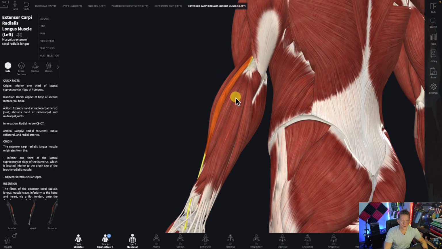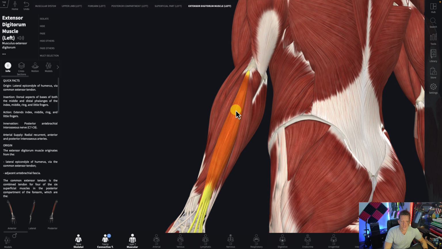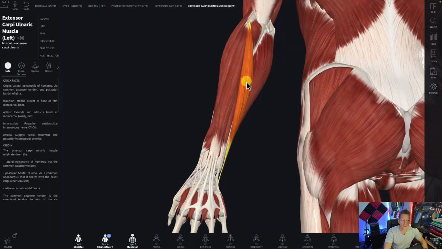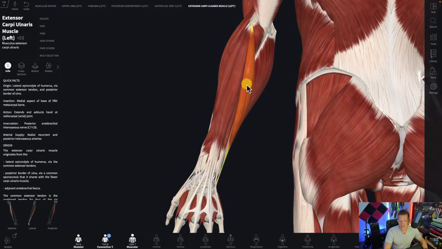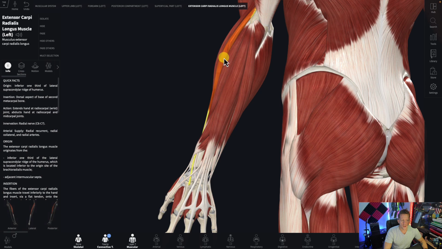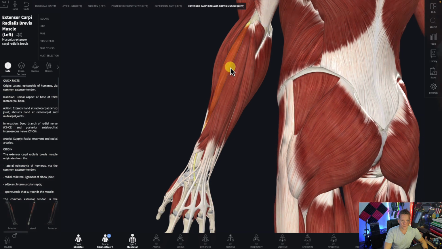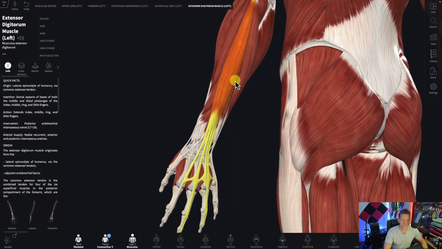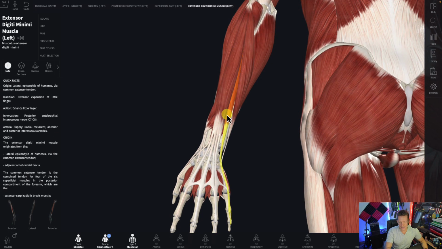The muscles that we're going to look at are the extensor carpi radialis longus and extensor carpi radialis brevis. Longus is the longest and brevis is the shortest. And the extensor digitorum muscle and extensor carpi ulnaris muscle. So there's one muscle on the ulnar side and two muscles on the radial side. One is the longus and another is the brevis, and right in the middle is the extensor digitorum. Then also, deeper inside, there's the extensor digiti minimi.